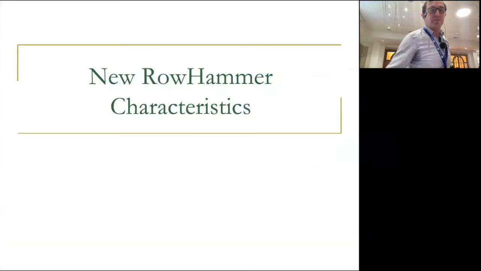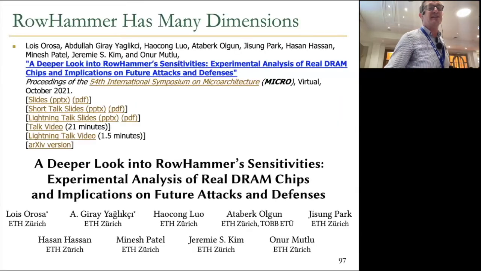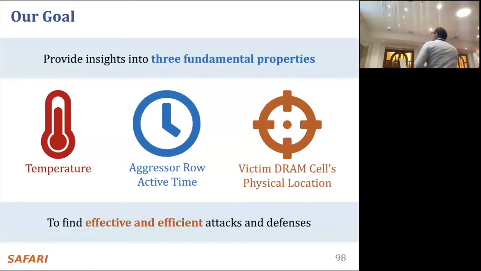Okay. So let me talk a little bit about understanding. These were what happened in the industry. Now, later we started doing a lot more understanding studies. This is a paper at MICRO 2021, where we really wanted to understand three effects: temperature, aggressor row active time, and physical location of the victim DRAM cell. We have papers that are actually expanding on all of these except temperature. So I'm going to talk about temperature.